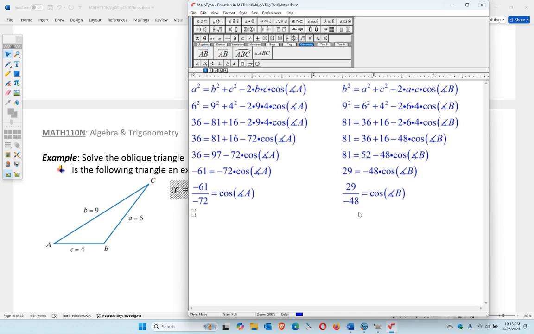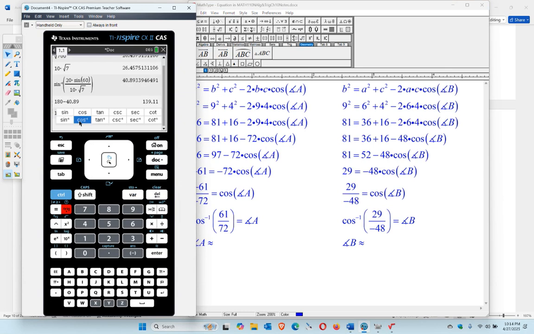Okay, we're almost there. We just need to get rid of the cosine with cosine inverse. So cosine inverse of that, we can cancel the negatives, equals angle A. And we'll do cosine inverse again of this right here, equals angle B. So angle A is approximately, and angle B is approximately, and we'll put those in the calculator.